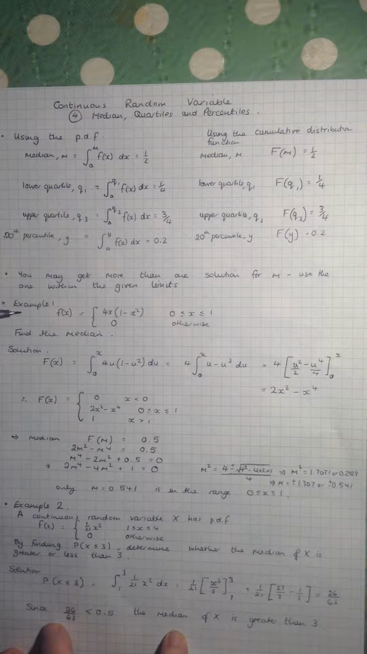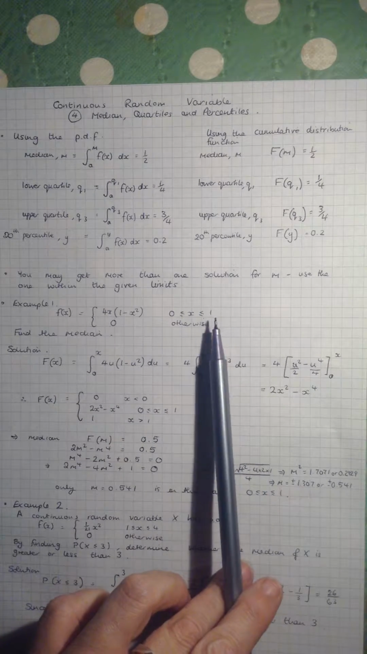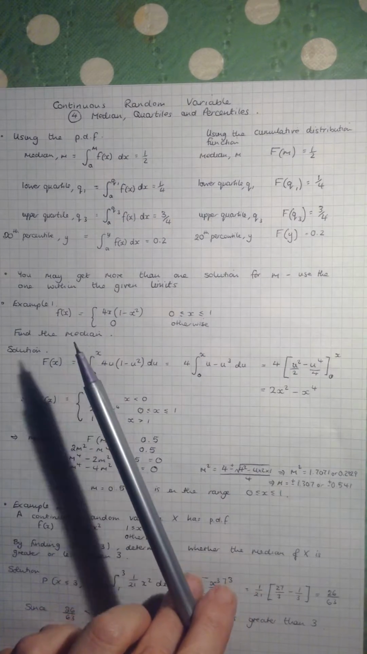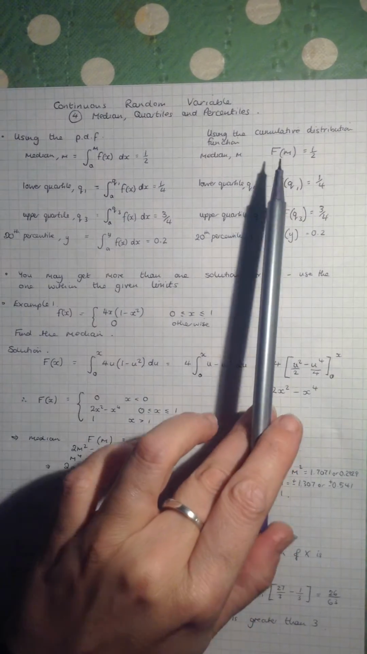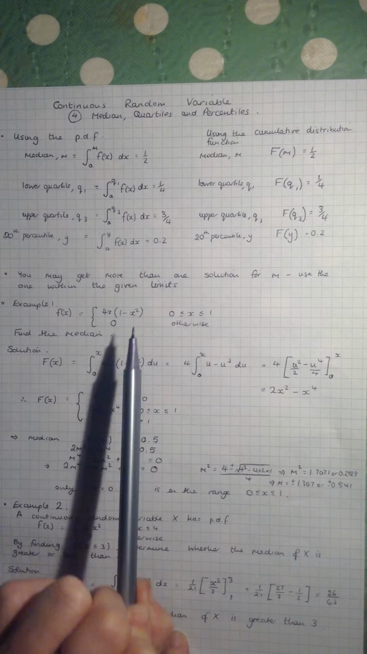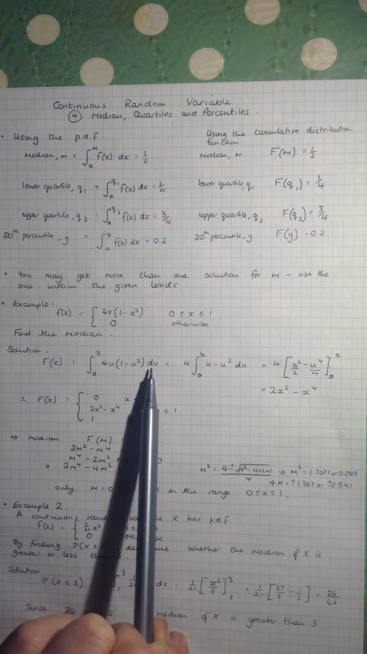So in this example, we've got a PDF, probability density function, of 4x times (1 minus x squared), and that goes between 0 and 1, and then a probability of 0 otherwise. And we want to find the median. So we're going to do it the cumulative distribution function way. So I'm going to find the cumulative distribution function. So F of x will be the integral between the lower limit, 0, and x, of our function with a different letter in. I've chosen u, so 4u times (1 minus u squared) du.